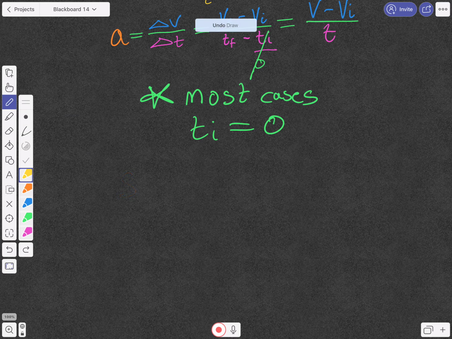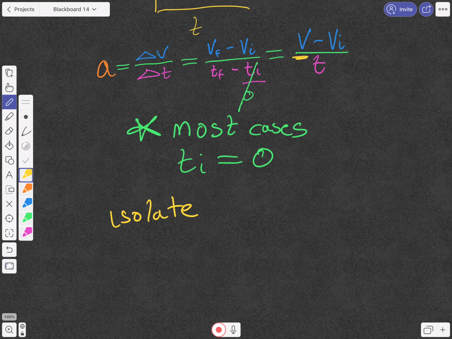So if we wanted to isolate our v by itself, using this full equation, it would end up being v is equal to acceleration times time plus our velocity initial.